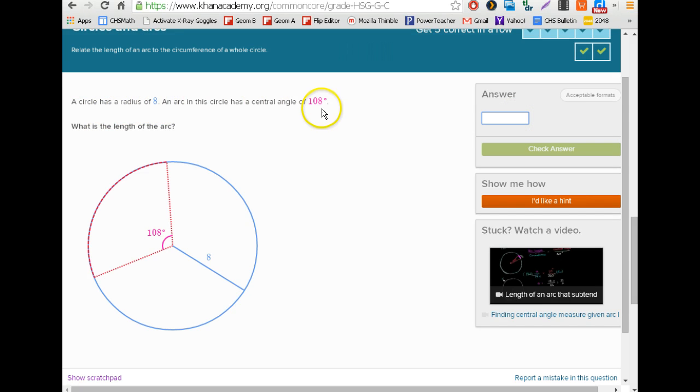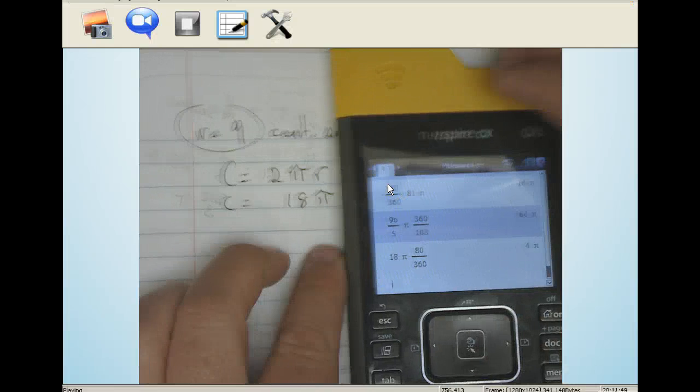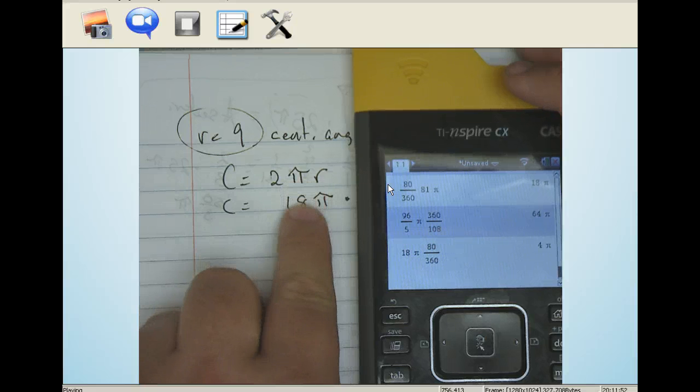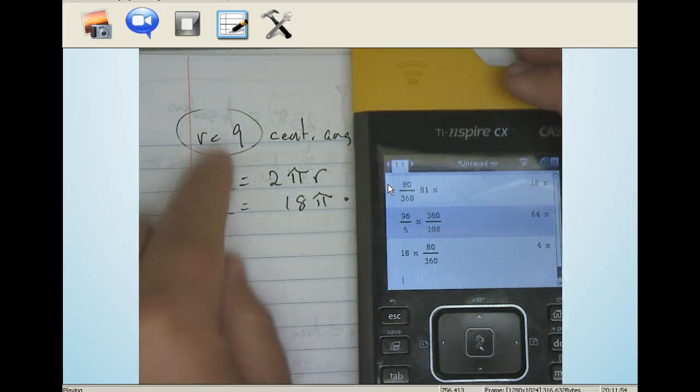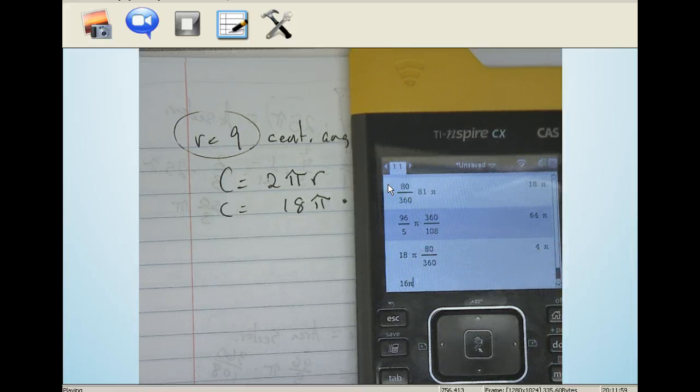A circle has a radius of 8, and this arc has a central angle of 108. So we're going to do this the same exact way. Remember, the circumference is going to now be 16 pi, because 2 times pi times the radius is 16 pi, times 108 over 360. Just like before, with a radius of 9 the circumference was 18 pi; when the radius is 8, the circumference is 16 pi. So we're going to go 16 pi times 108 over 360.